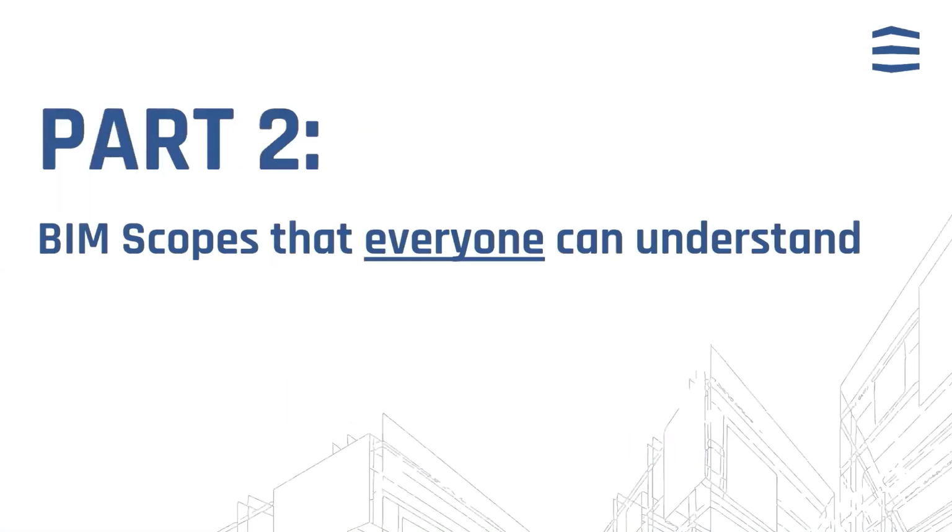Part 2 is about BIM scoping, and not just BIM scoping that is an abstract number or a difficult to understand interpretation. It's actually a much clearer, much more visual, much more easily communicated and agreed to workflow.